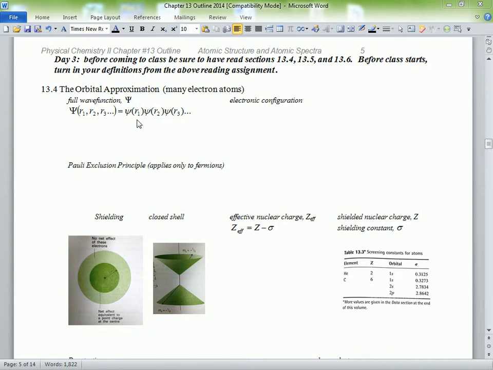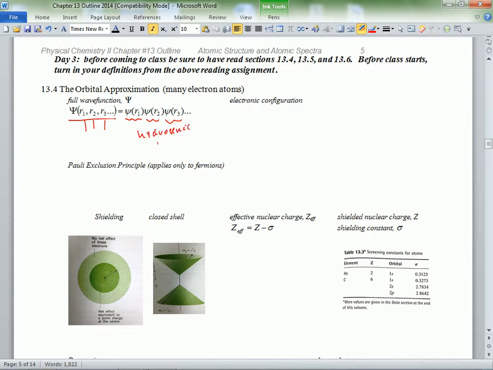So what they're going to do with these many-electron atoms is they're going to say, okay, here's our wave function. And look, here's all your little electrons, r1, r2, r3, describing their position. And these are going to be our hydrogenic wave functions that we had before. So the individual hydrogenic orbitals that all the different little electrons lie in. That's how we're going to generate the wave function for a many-electron atom.